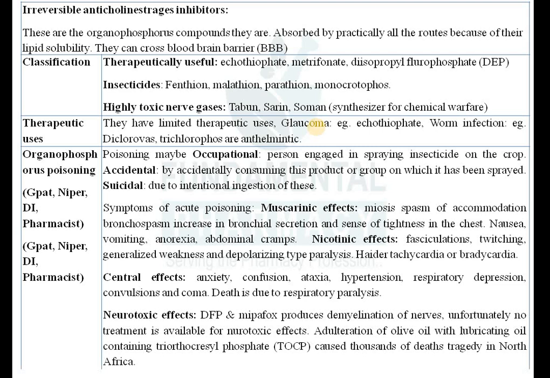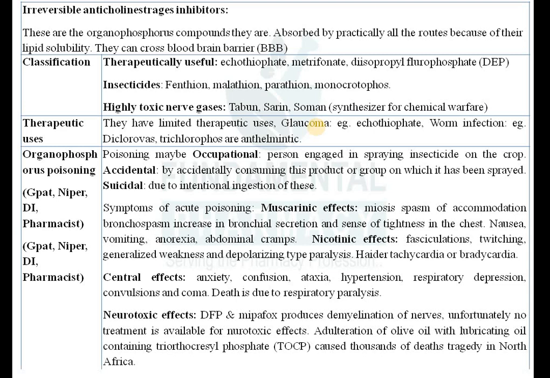Reversible inhibitors we have already seen. They can dissociate: whatever complex forms between the compound and the enzyme can be hydrolyzed. That's why they are reversible inhibitors.